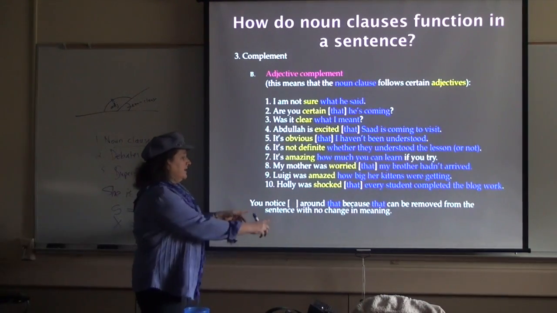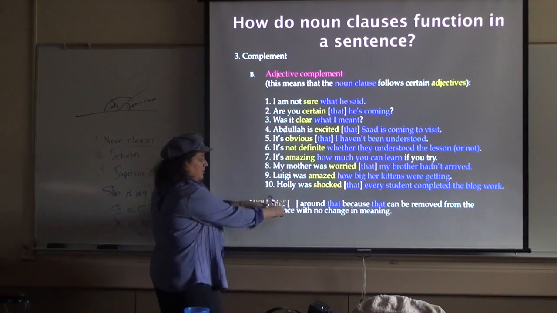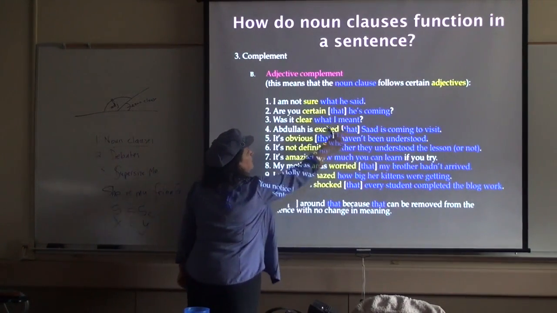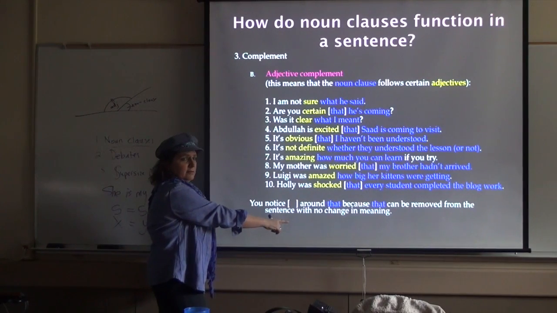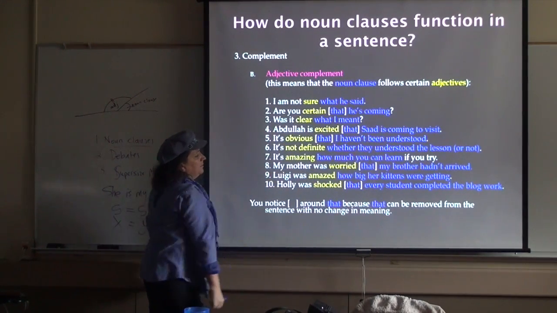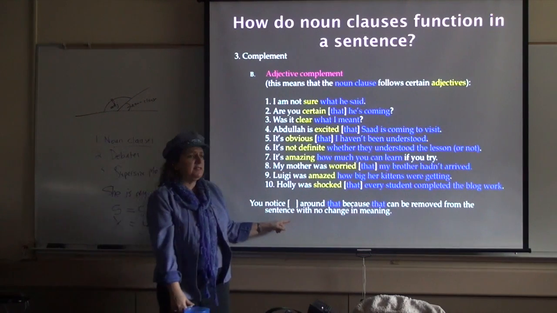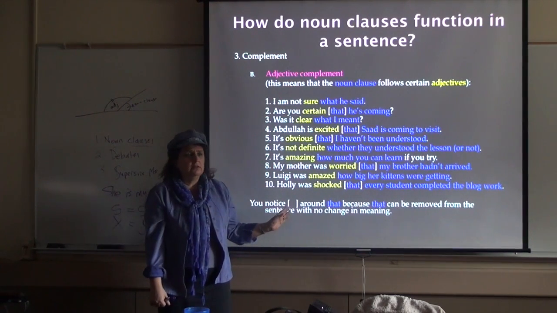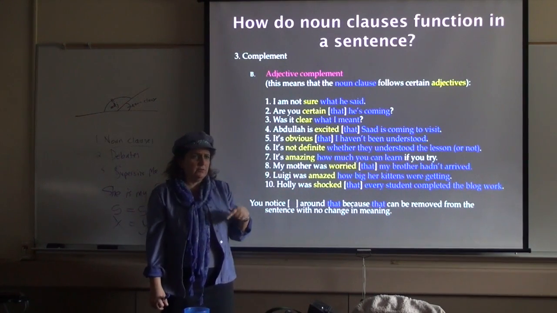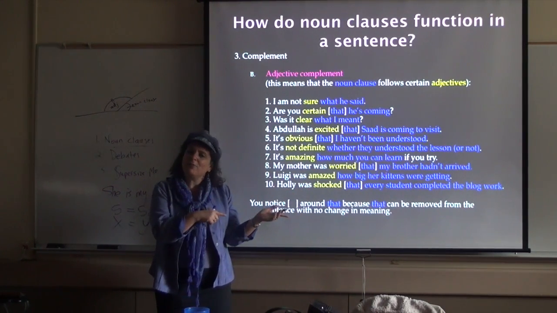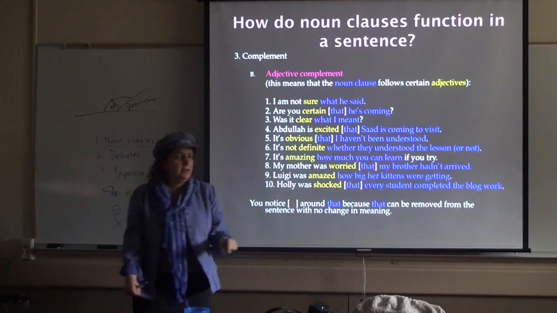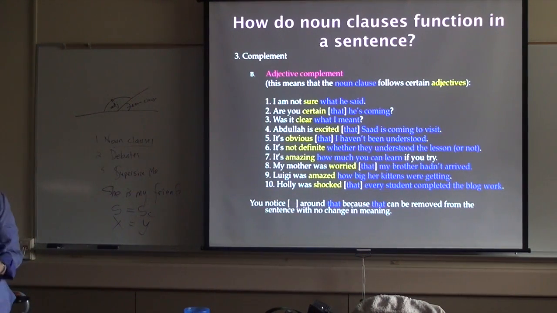I'm going to get to this next, but you notice that I put parentheses around that. Do you see my parentheses? Because that can be removed from the sentence with no change in meaning. And I'm going to explain that soon. But if you go back and review this PowerPoint, you'll understand what I'm doing here, okay? Any questions on this slide? I will explain that more later, okay? Anything else? Any other questions?